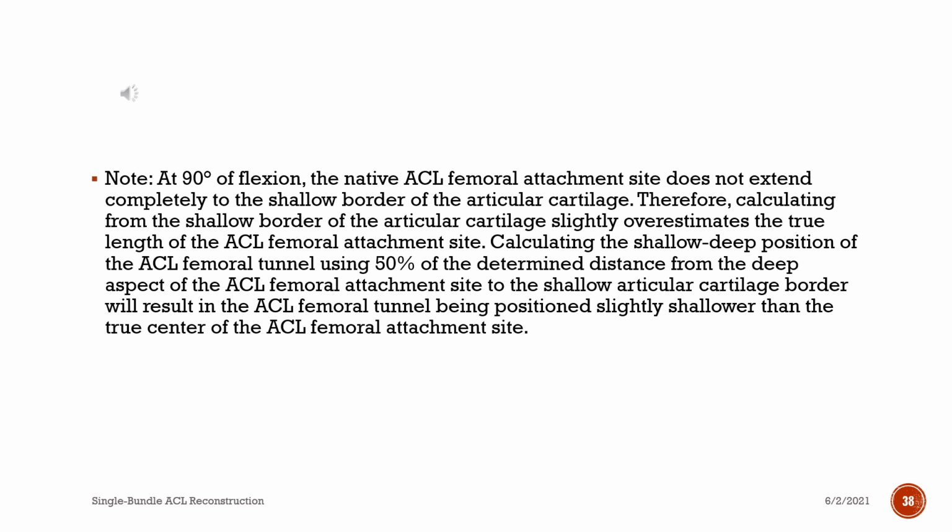Note, at 90 degrees of flexion, the native ACL femoral attachment site does not extend completely to the shallow border of the articular cartilage. Therefore, calculating from the shallow border of the articular cartilage slightly overestimates the true length of the ACL femoral attachment site. Calculating the shallow-deep position of the ACL femoral tunnel using 50% of the determined distance from the deep aspect of the ACL femoral attachment site to the shallow articular cartilage border will result in the ACL femoral tunnel being positioned slightly shallower than the true center of the ACL femoral attachment site.